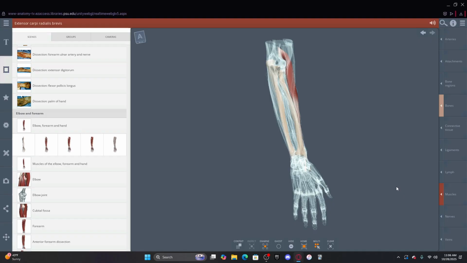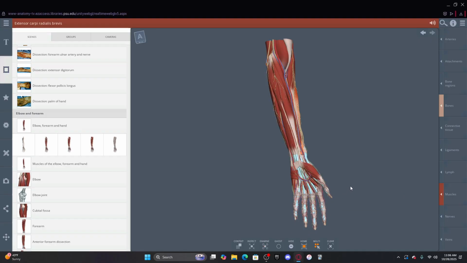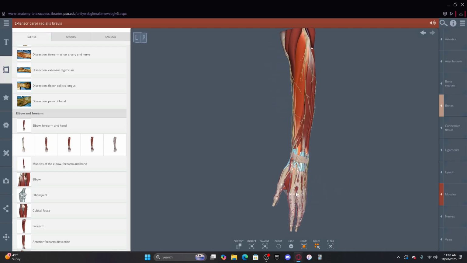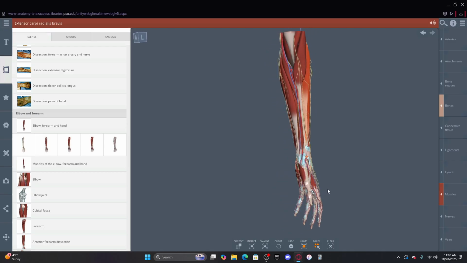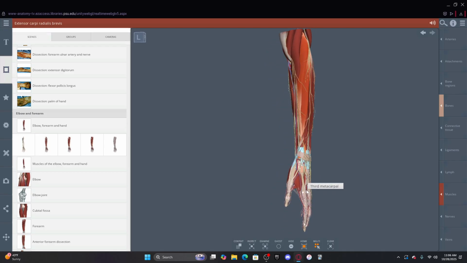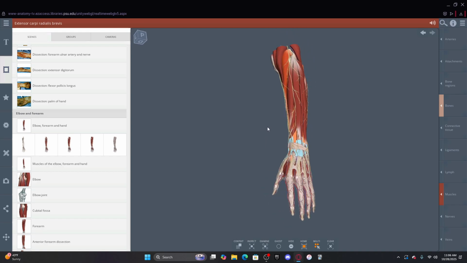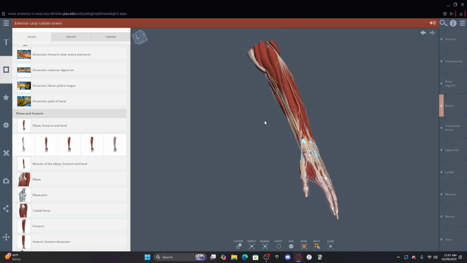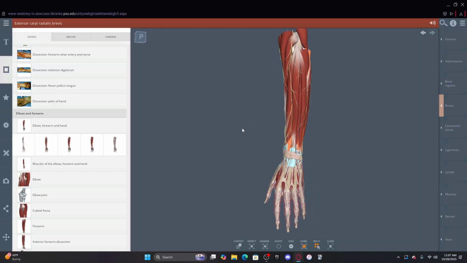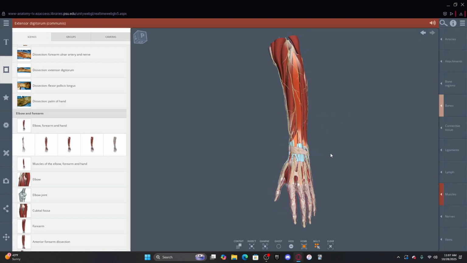So extend and abduct the wrist. So now that we have that, we have extensor carpi radialis longus and brevis. Now we're going to move on to extensor digitorum. Remember, anytime you hear digitorum, it's going to be digits 2 through 5 for the most part. All right, pollicis, digit 1.